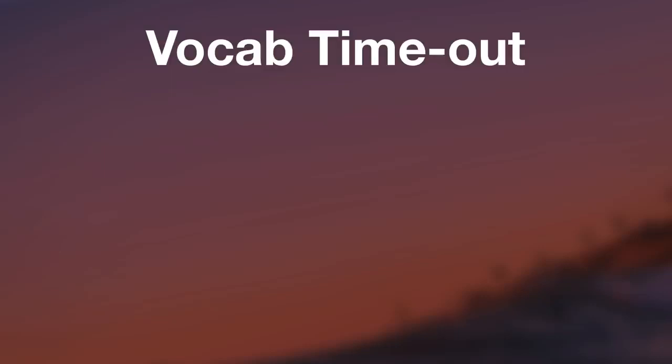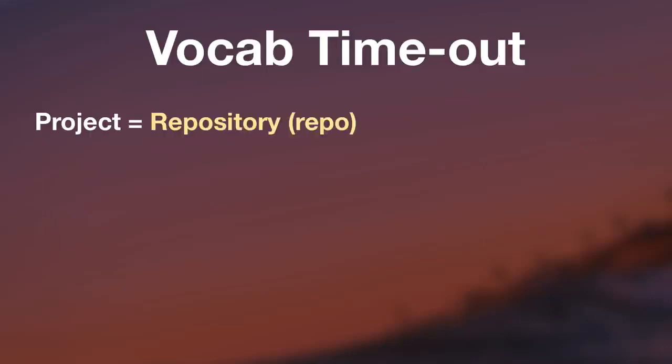Okay, so first off, in Git, we don't call something a project, we call it a repository or a repo. A repository is where Git saves all of the data, all of the history, all of the changes that it tracks for a particular project.